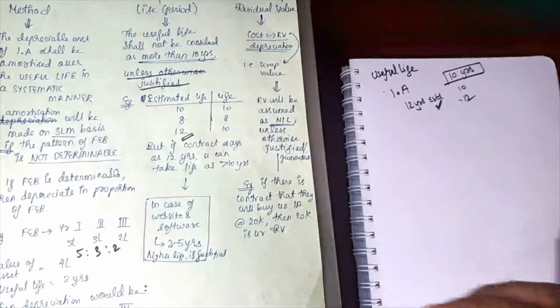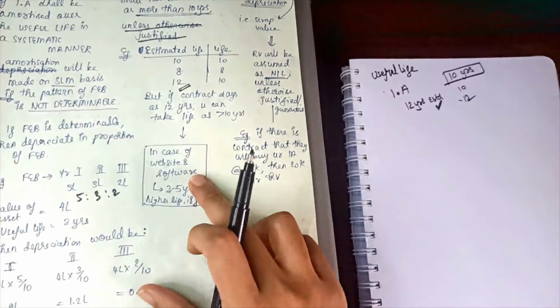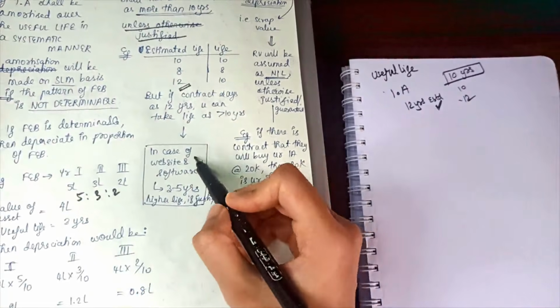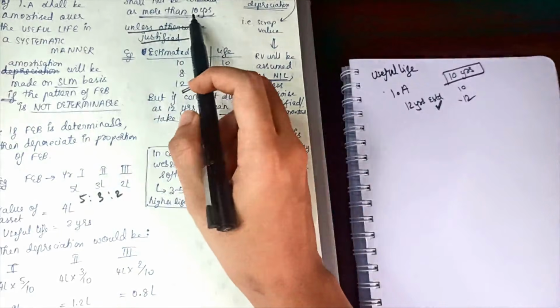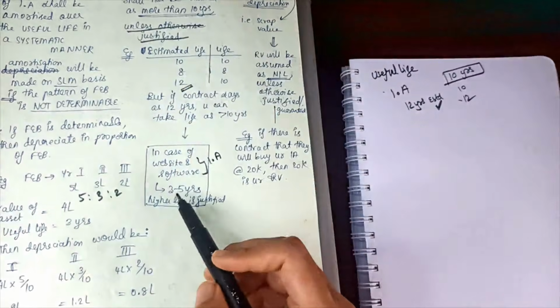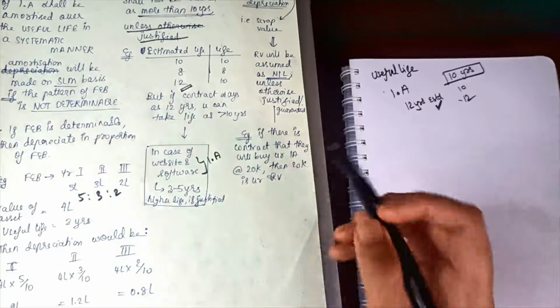Here one more point which you have to remember is, in case of the website and software, which is also an intangible asset. For other intangible assets you can take up to 10 years. But here you can only take up to 3 to 5 years. And a higher life you can take if it is justified.